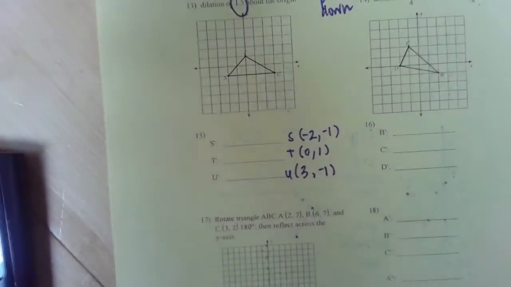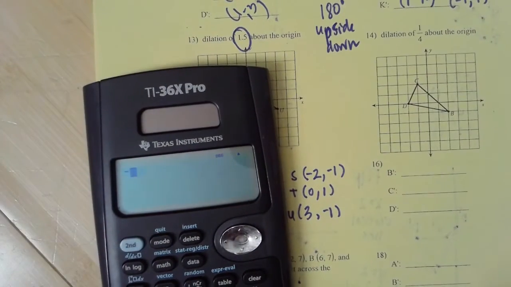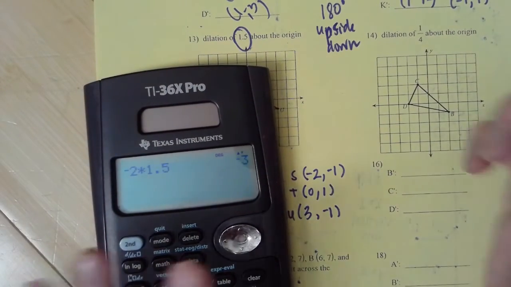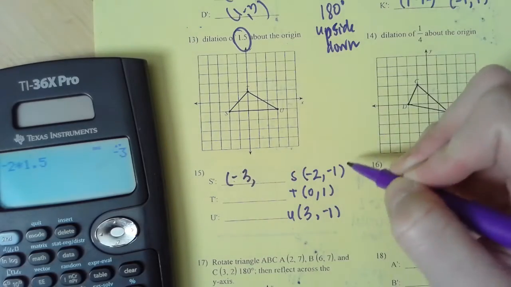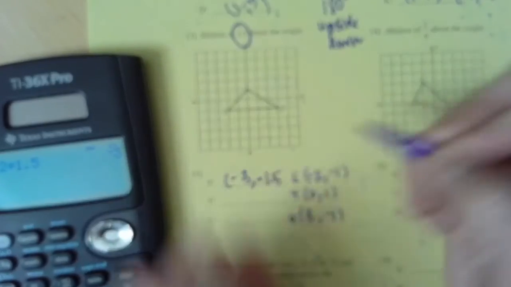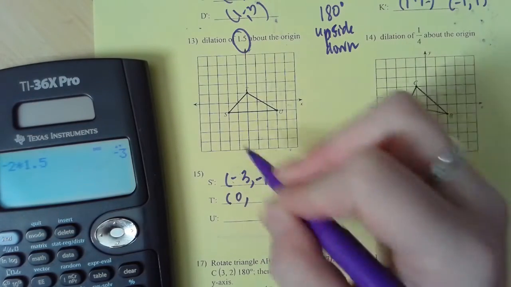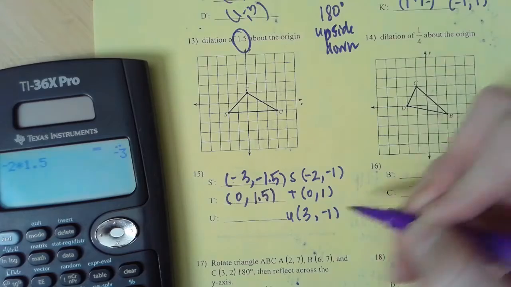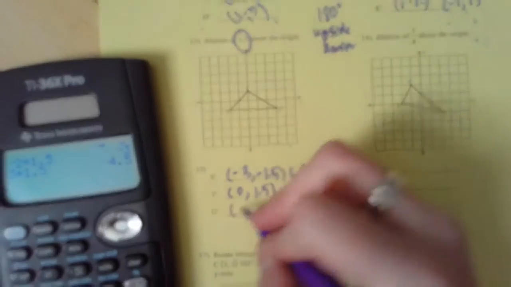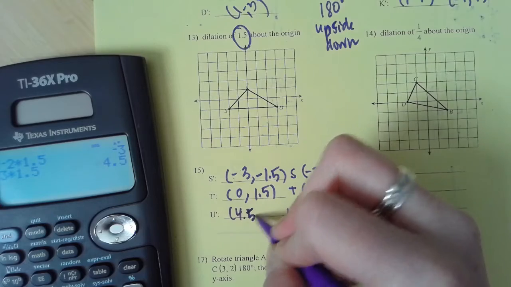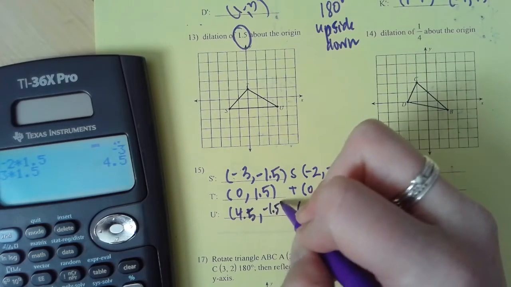Okay? So, here we go. Just grab your calculator. -2 times 1.5 is -3. So S prime will be at -3. -1 times 1.5 is -1.5. Okay. 0 times 1.5 is 0. And 1 times 1.5 is 1.5. 3 times 1.5 is 4.5. Okay. And -1 times 1.5 is -1.5.